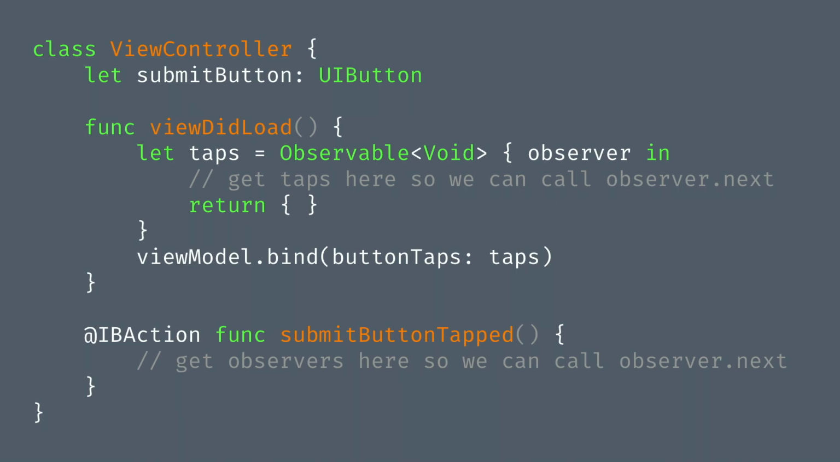But there's two things we want to do, but we can't. Either we want to get the taps here inside this closure, so we can call observer.next, but how do we get taps inside this closure? Or the other way around is that we would have the observers here, but we don't have them because they're here. But we can find a way to get them there.